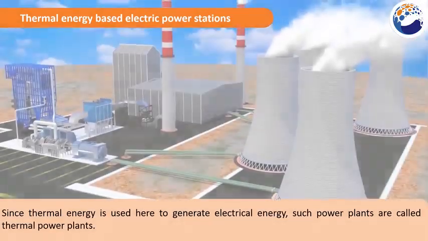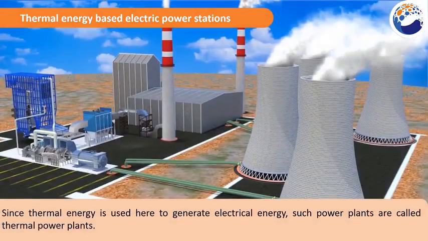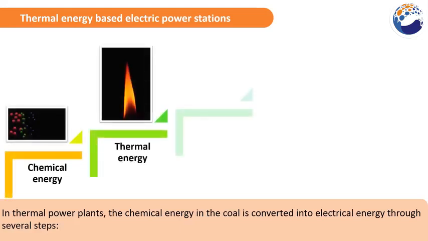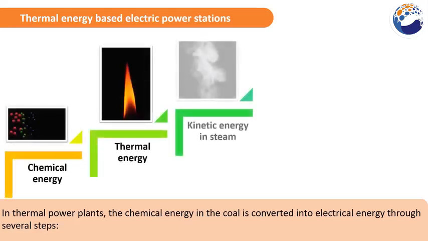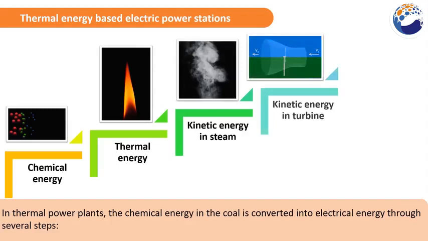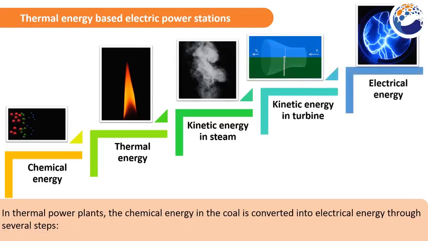Since thermal energy is used here to generate electrical energy, such power plants are called thermal power plants. In thermal power plants, the conversion of chemical energy in the coal into electrical energy can be given as: chemical energy is converted into thermal energy. Thermal energy is converted into kinetic energy of steam. Kinetic energy of steam is converted into kinetic energy of turbine. And finally, the kinetic energy of the turbine is converted into electrical energy.